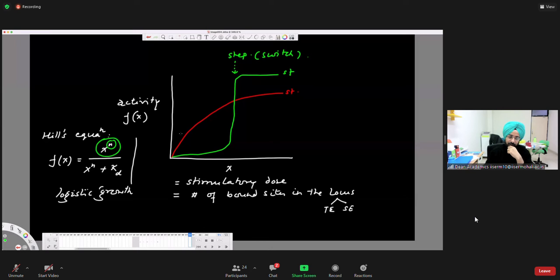Now, why is that so? Why do we have this switch-like thing? Anyone? When you have a number of factors out there, n factors, let's say. Where else do you see this kind of curve in biology?